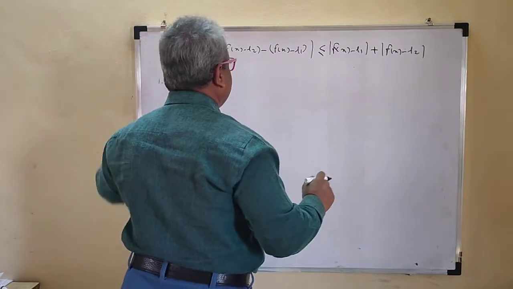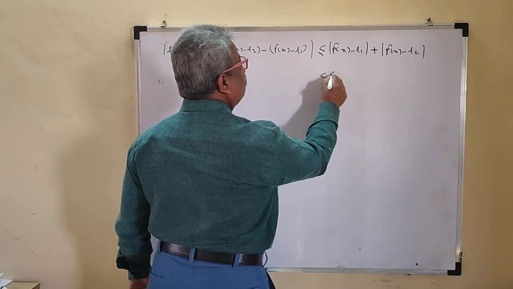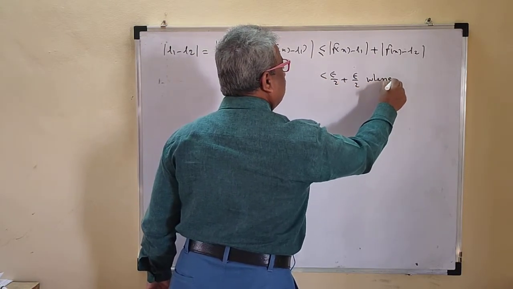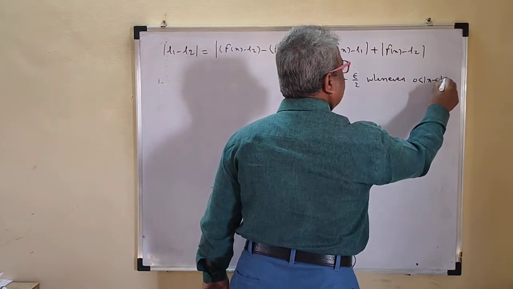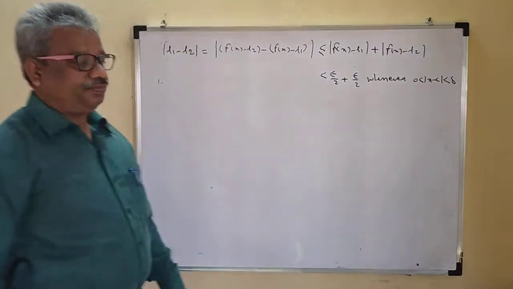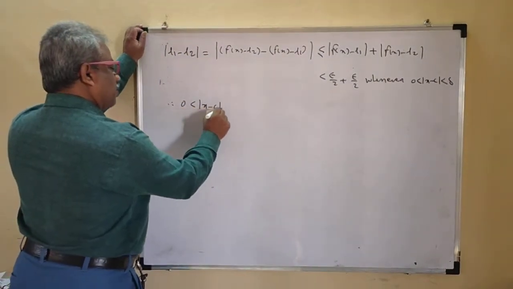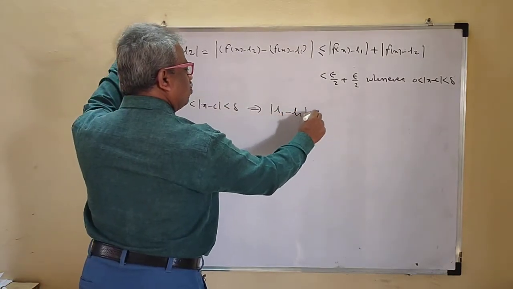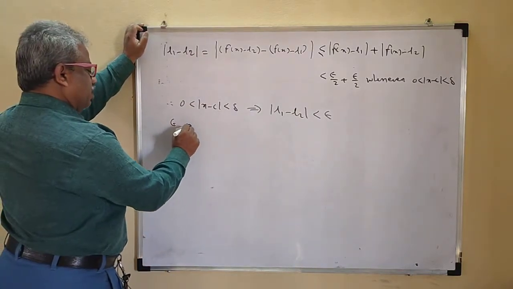Now this mod of f of x minus L1 is less than epsilon by 2 whenever 0 less than mod of x minus c less than delta. So therefore, 0 less than mod of x minus c less than delta implies that mod of L1 minus L2 is less than epsilon. Epsilon is arbitrary.